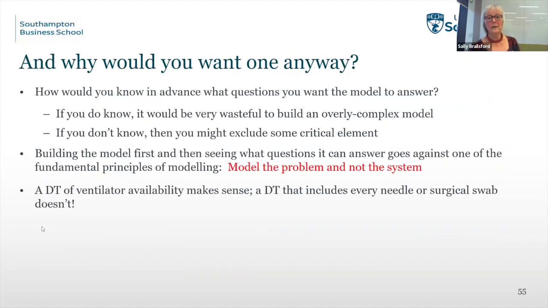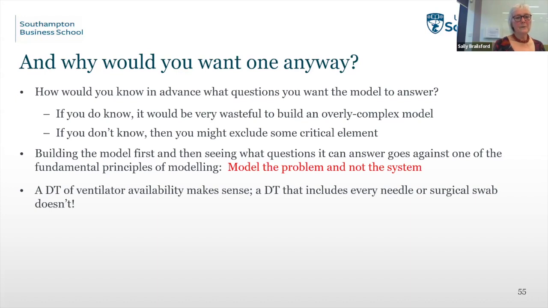But I think the crucial thing comes back to the fundamental idea of why we're building models, which is to model a problem. And people that build digital twins tend to think, let's just build a model and then it can answer any question that could ever be thrown at it in the future. And I think you just don't know what sort of questions you might want your model to answer. If you did know, then you would build a much simpler model that answered that question. But if you didn't, then again, you might leave something out simply because of the enormous scale of the thing.